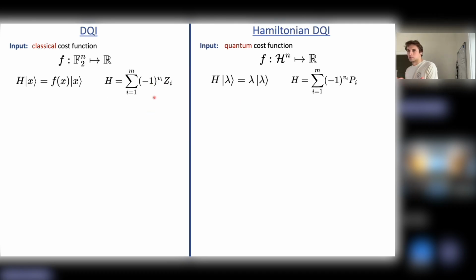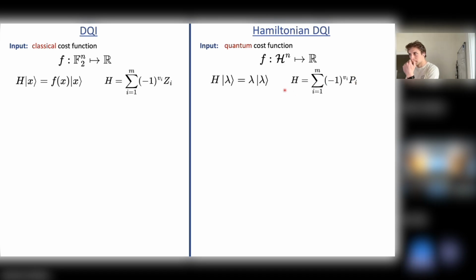So now we just take the obvious generalization. We look at quantum cost functions, so some functions on some Hilbert space, which are given by arbitrary Hamiltonians. So arbitrary signed Pauli Hamiltonians. Now the P_i here could be X, Y, or Z term Paulis, and they're Pauli strings. So there are some Pauli operators acting on n qubits with potentially high locality.